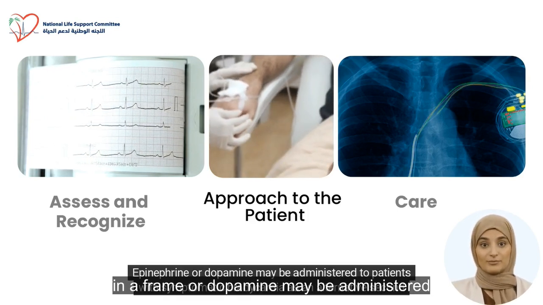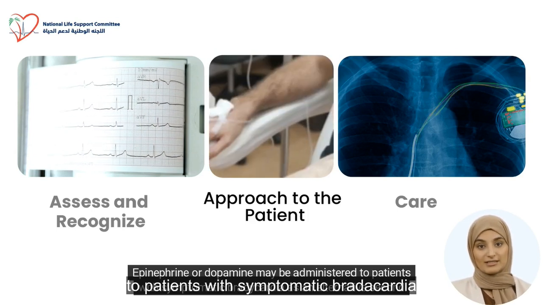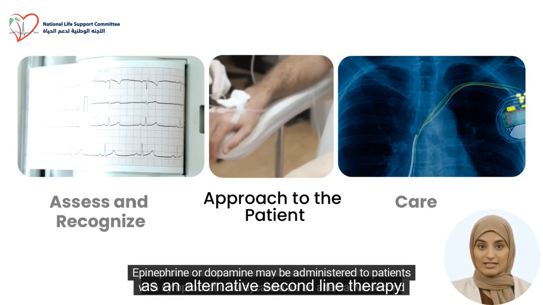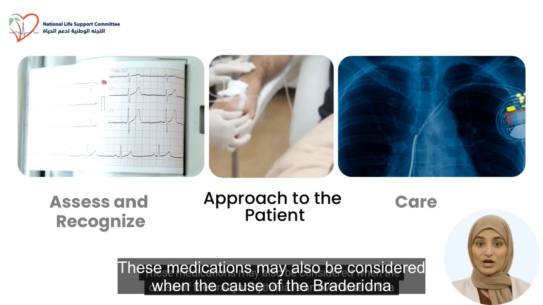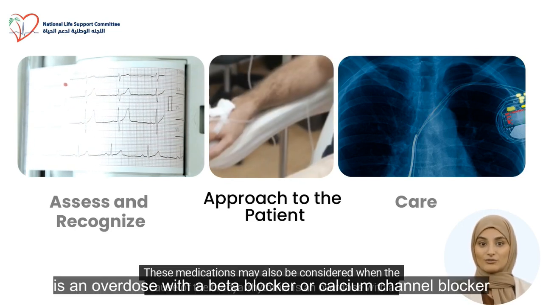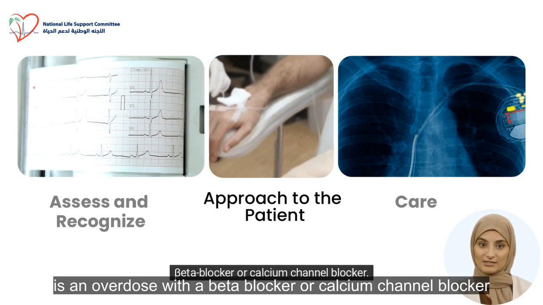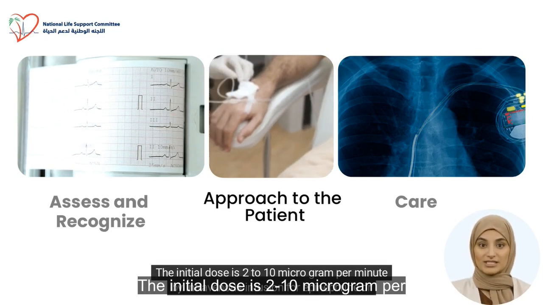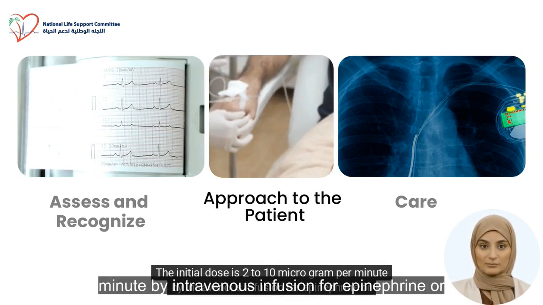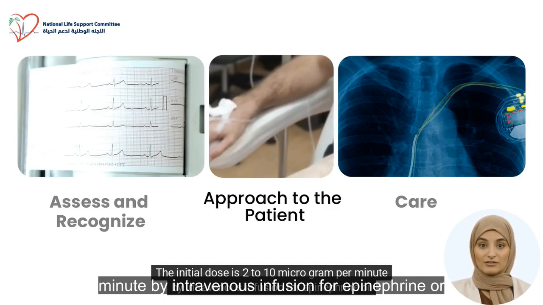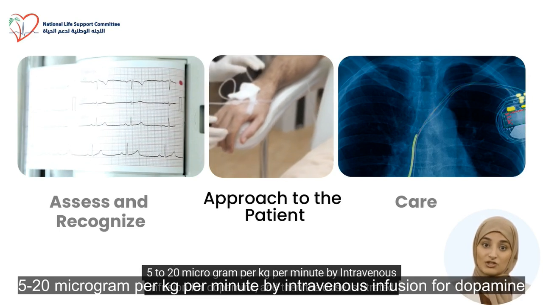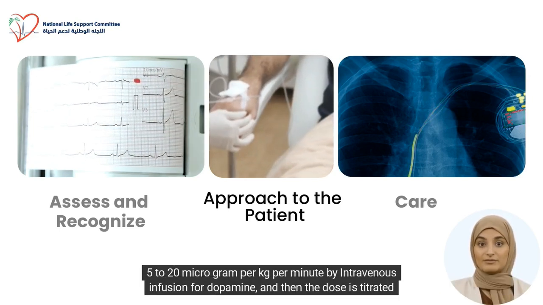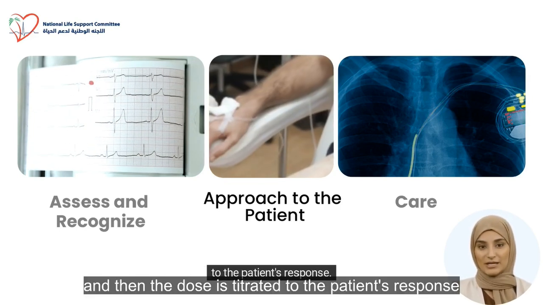Epinephrine or dopamine may be administered to patients with symptomatic bradycardia as an alternative second-line therapy. These medications may also be considered when the cause of the bradyarrhythmia is an overdose with a beta blocker or calcium channel blocker. The initial dose is 2 to 10 micrograms per minute by intravenous infusion for epinephrine or 5 to 20 micrograms per kg per minute by intravenous infusion for dopamine, and then the dose is titrated to the patient's response.